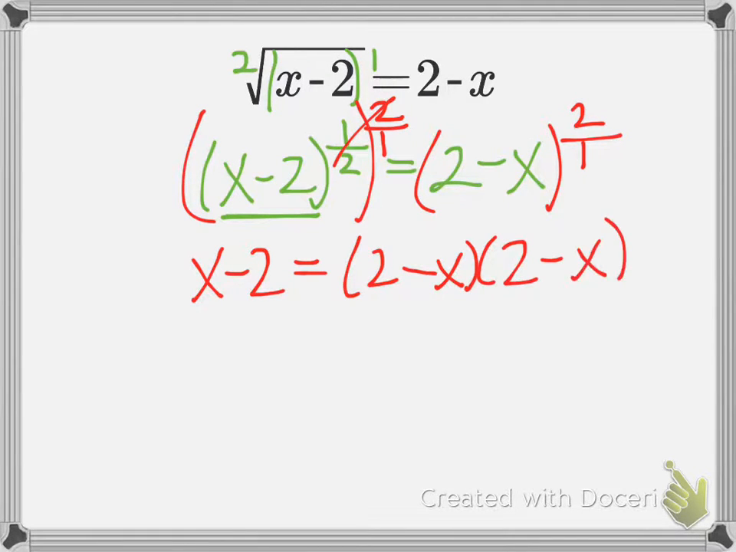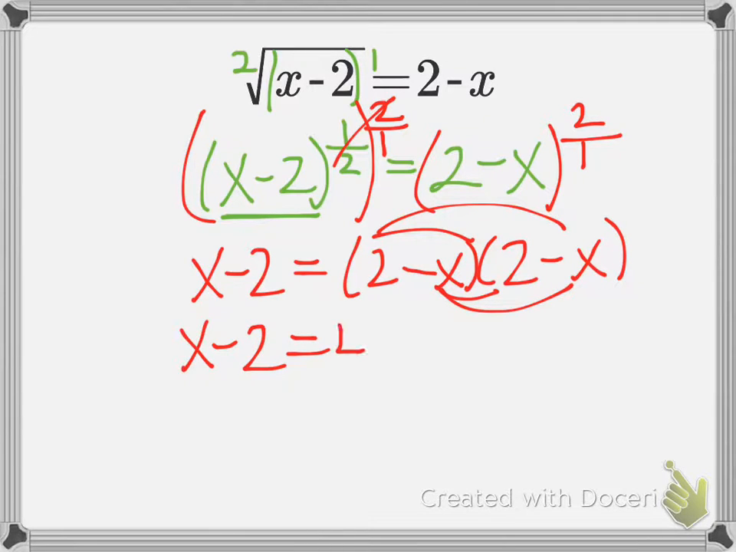Because remember, squaring really means multiplying by itself. Now I'm going to have to double distribute, so I'm going to have a lot of algebra here. So x minus 2. When I do 2 times 2, I get 4.